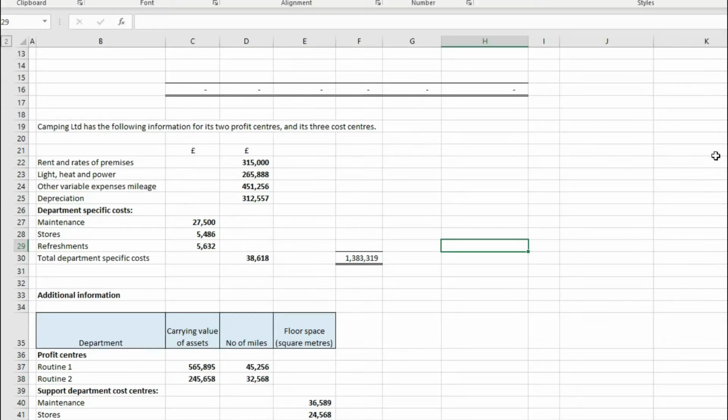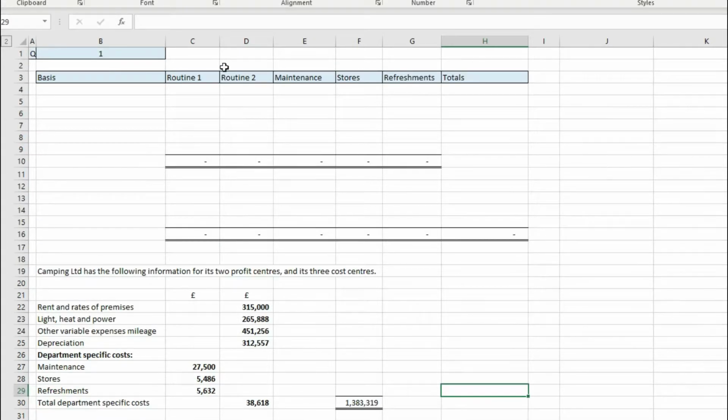My name is Rebecca, and in today's video we're going to have a look at an overhead apportionment and reapportionment question. I'm not going to go over the basics because I went through that in a prior video, and I'll post a link at the top just here that you can see. Instead, we're going to jump straight into a question.